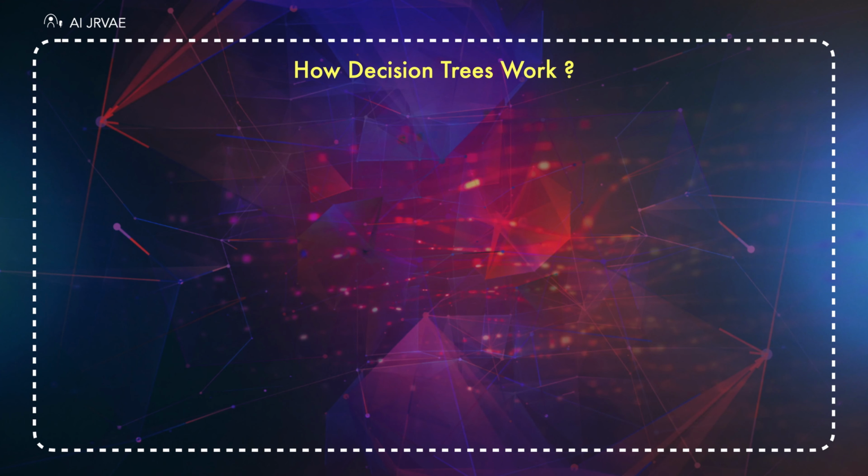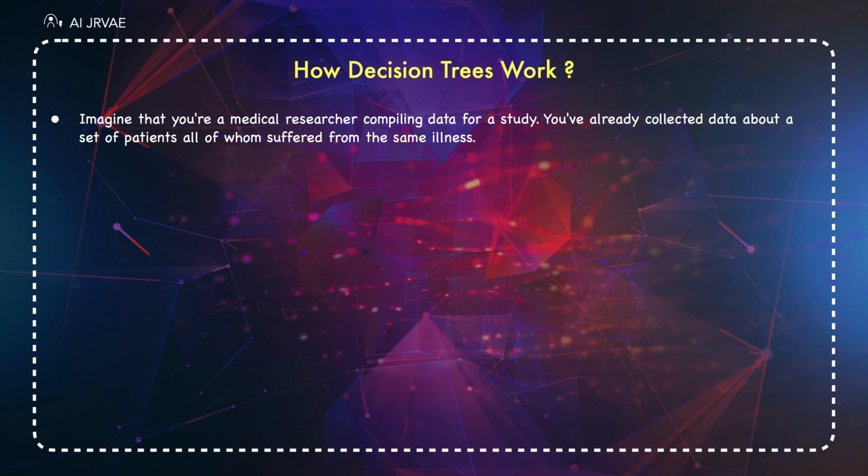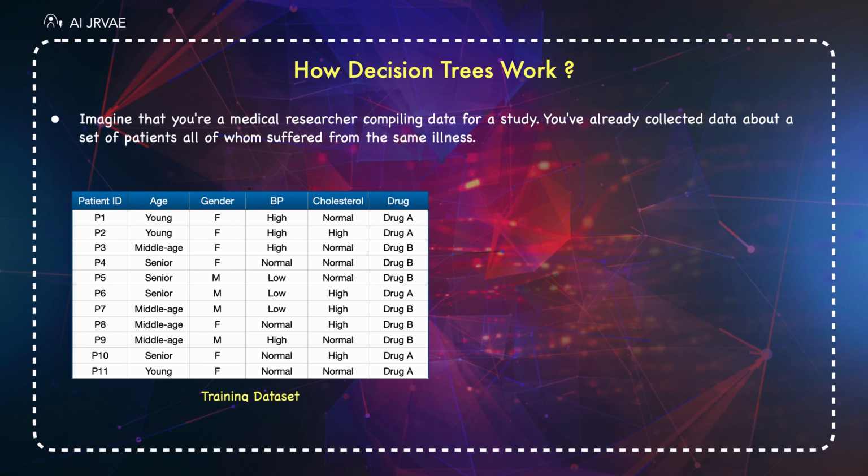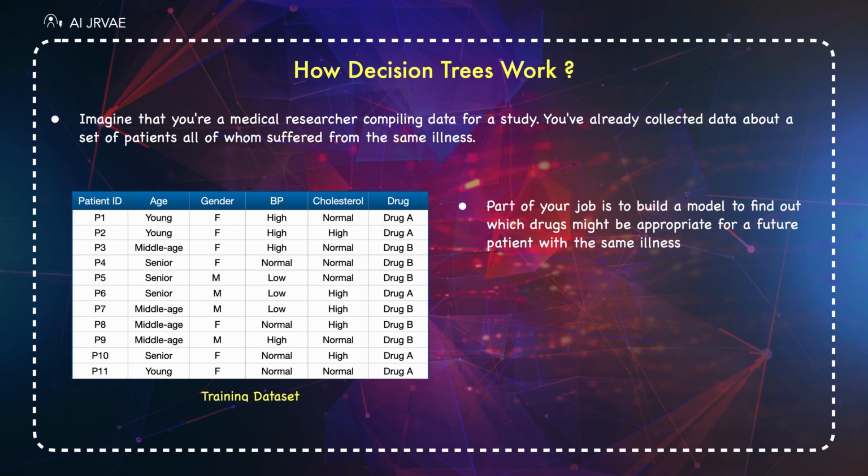How a decision tree works. Imagine that you are a medical researcher compiling data for a study. You have already collected data about a set of patients, all of whom suffered from the same illness. During the course of treatment, each patient responded to one of two medications. We call them drug A and drug B. Part of our job is to build a model to find out which drug might be appropriate for a future patient with the same illness.